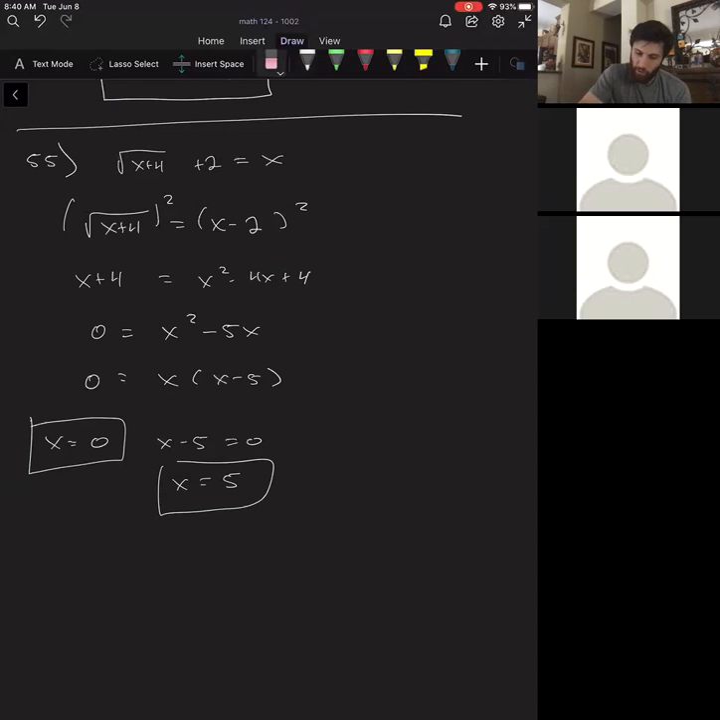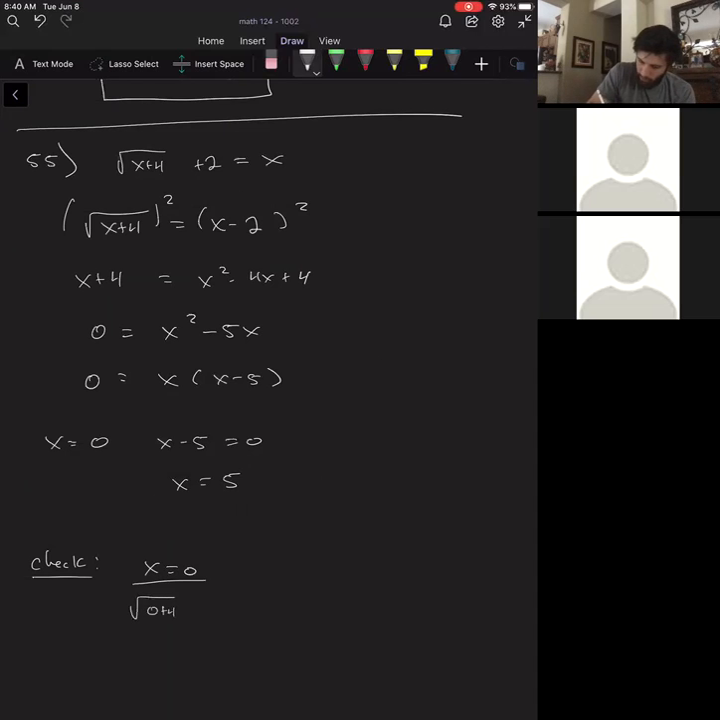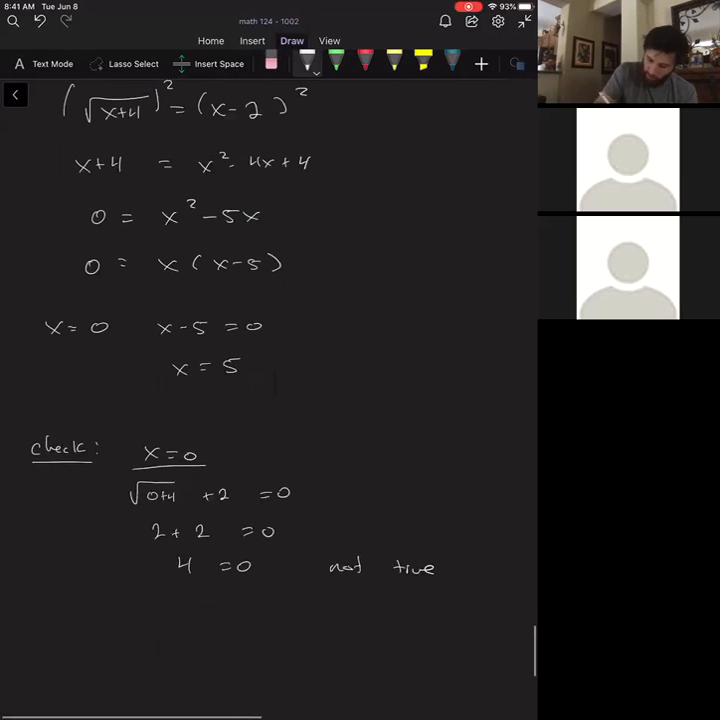So first, let's check for x equals 0. If we plug in 0, we are going to get the square root of 0 plus 4, plus 2 is equal to 0. We're just plugging in 0 for x. So this is the square root of 4, which is 2. So 2 plus 2 is equal to 0, which means 4 is equal to 0, but this is not true. So 0 is not an answer. So x equals 0 is not an answer. All right, so we don't take that answer.